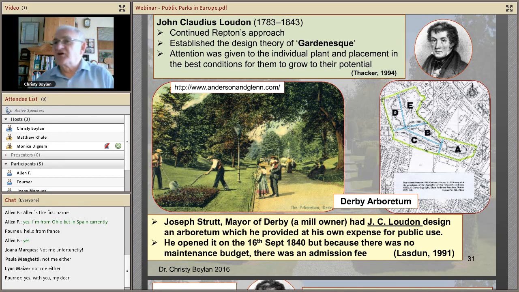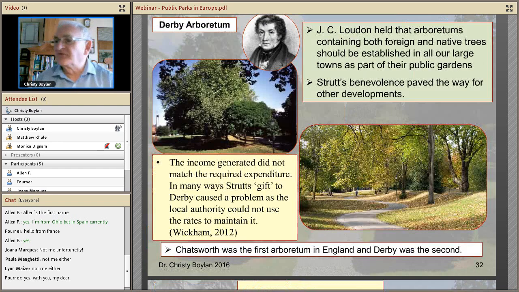Then we're back to John Claudius Loudon, because he continued the approach of Humphrey Repton, who became Sir Humphrey Repton, and he established the design theory of gardenesque. You may read about this if you've done some landscape design, you'll be aware of gardenesque. Attention was given to the individual plant and placement in the best conditions for them to grow to their potential.